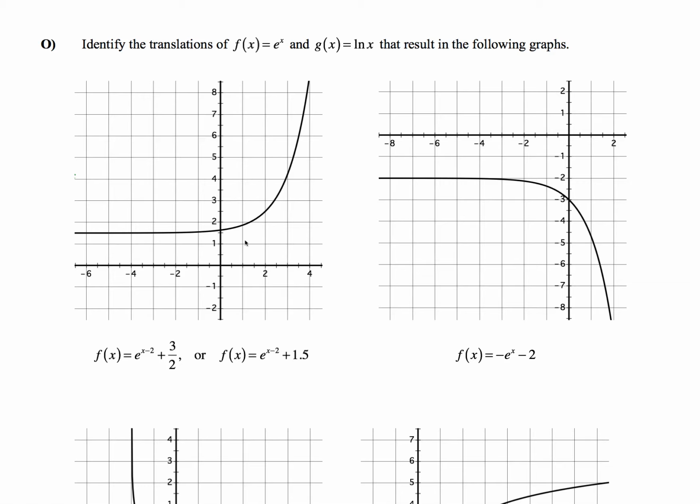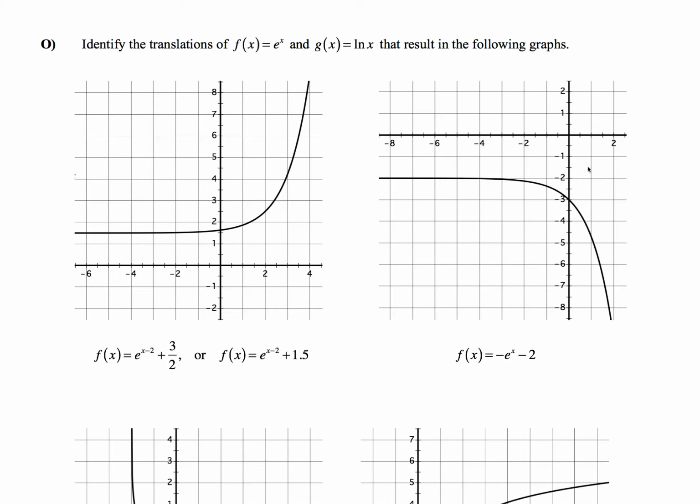2. So to the right 2 is x minus 2, e to the x minus 2, and up 3/2 is plus 3/2 at the end of the function. You could also write 1.5, it doesn't have to be in fraction form.